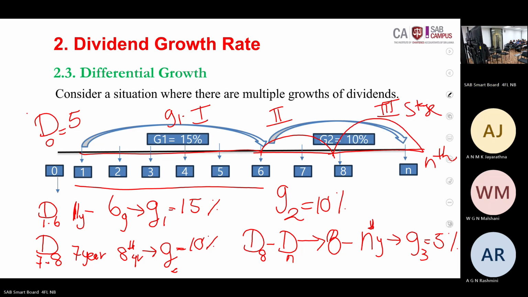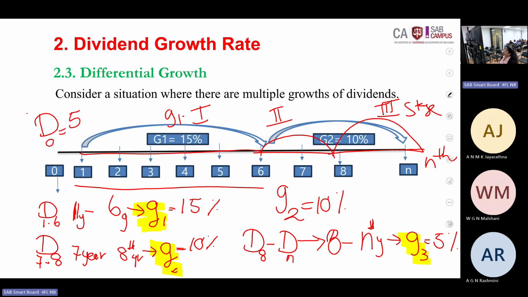Exactly. G1, 15. Growth rate 2, 10. Third growth rate, how much is it? 5. Now you can identify differential growth rates, right? So this is called differential growth.